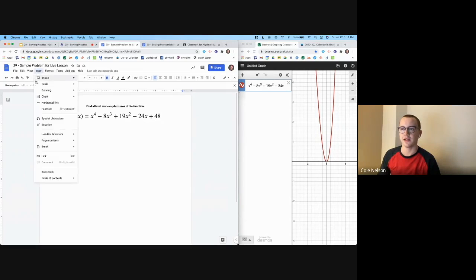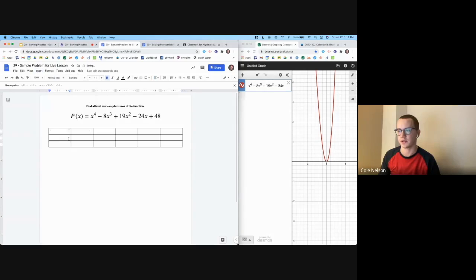To do that, I'm going to insert a table to show my work. And I'm going to give myself some space, like, I don't know, 6 boxes. I'm dividing by the factor, and I'm going to center everything so it looks a little nicer. X minus 4, right? Because 4 is the answer. So x minus a is the factor. Okay, so I'm dividing by x minus 4.